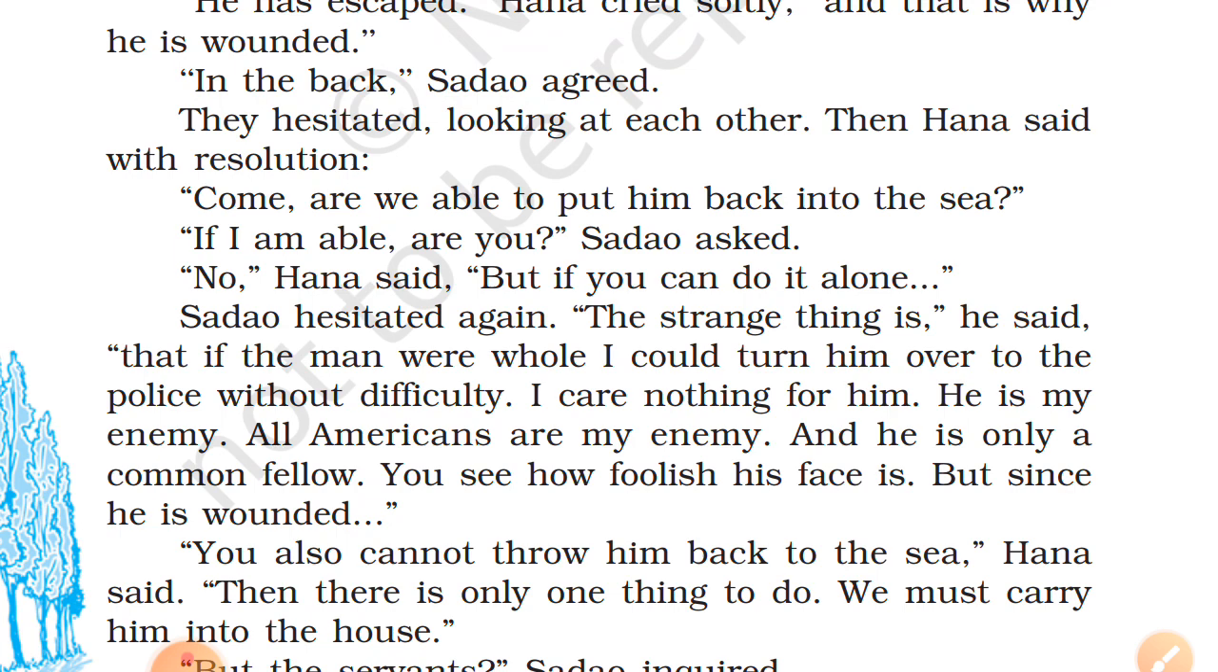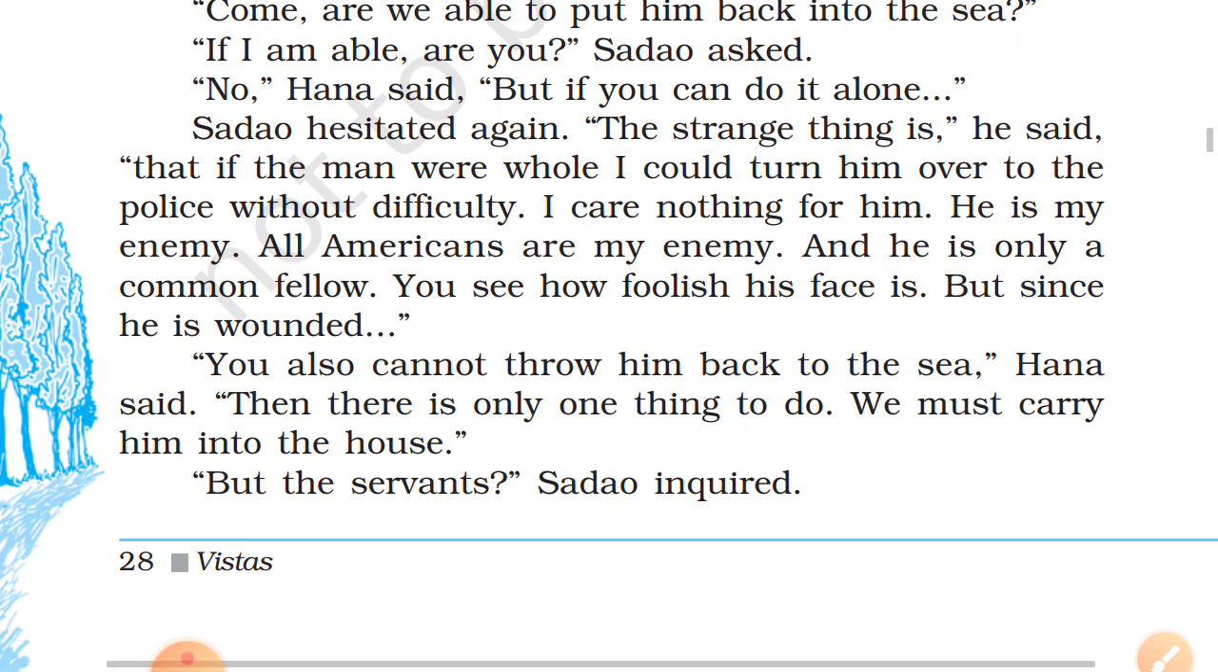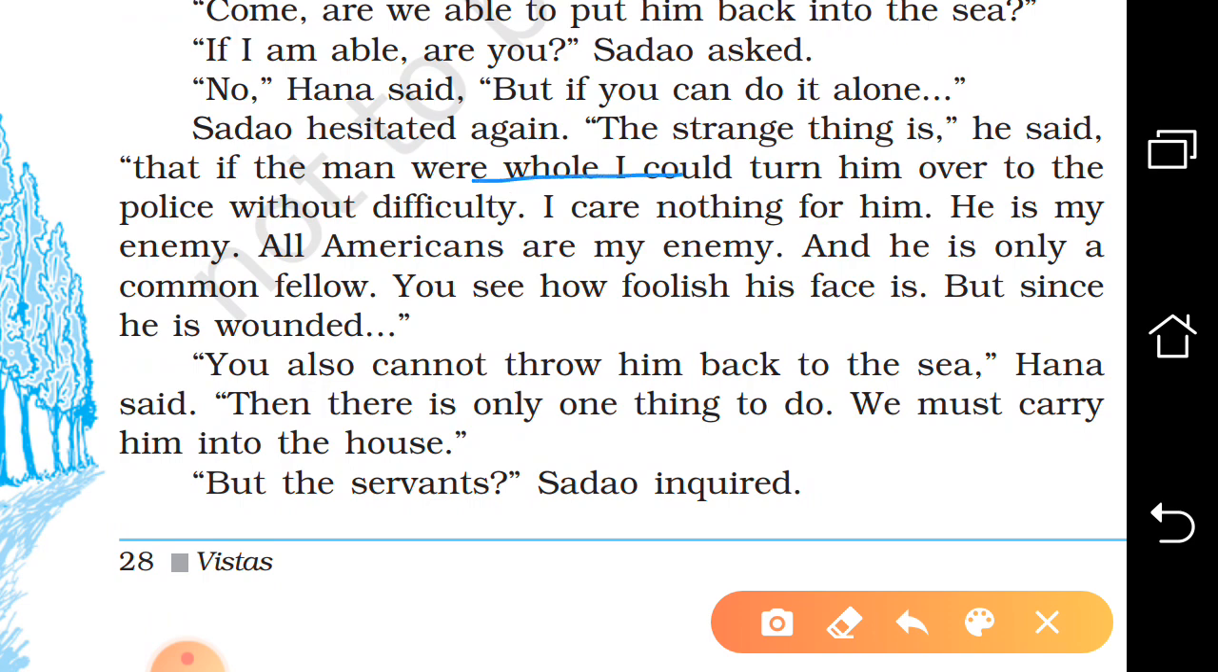"You see how foolish his face is," but since he is wounded, as a doctor he has to treat him. That is his first primary duty. And at the same time he says, if he is a whole man, what do you mean by whole man? A complete healthy man, he could have handed him over to the police. You also cannot throw him back to the sea.